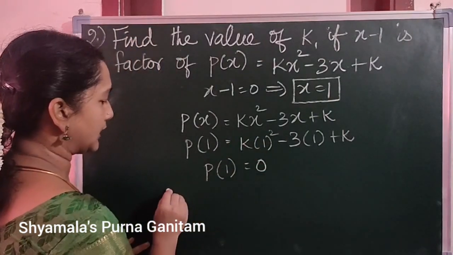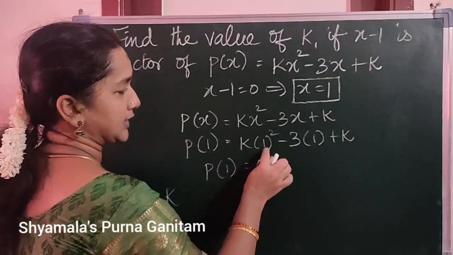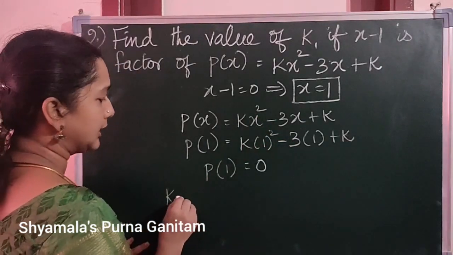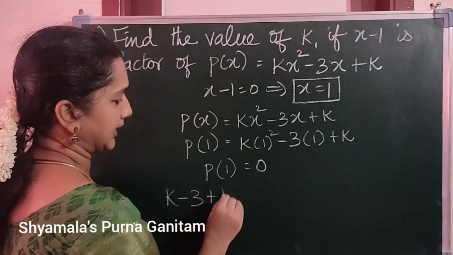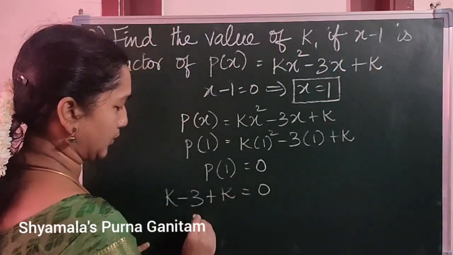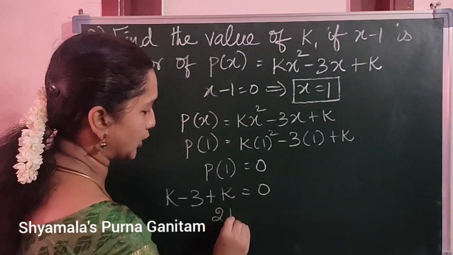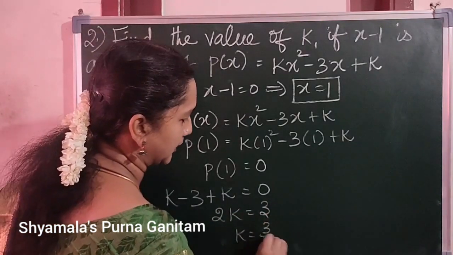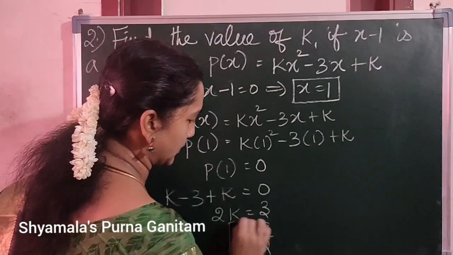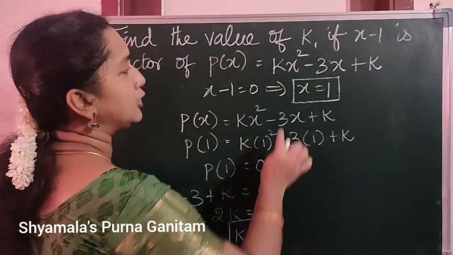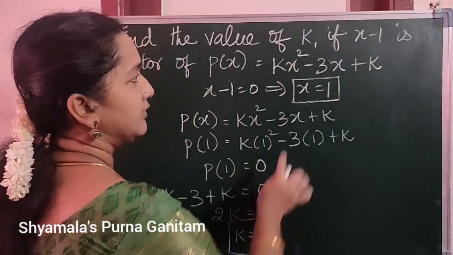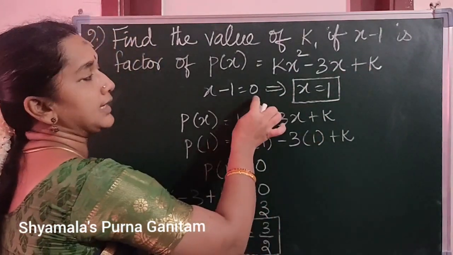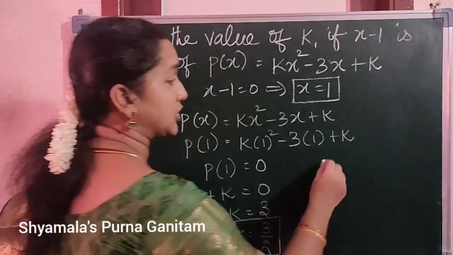So what is p of 1? We simplify this. 1 squared is 1, so k into 1 is k. Minus 3 plus k is equal to 0. So 2k is equal to 3, and the k value is 3 by 2. When you substitute the k value as 3 by 2, you will get that x minus 1 is a factor. We will check that.